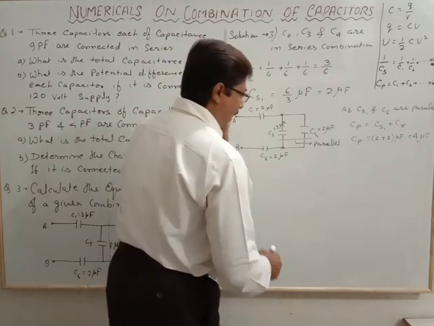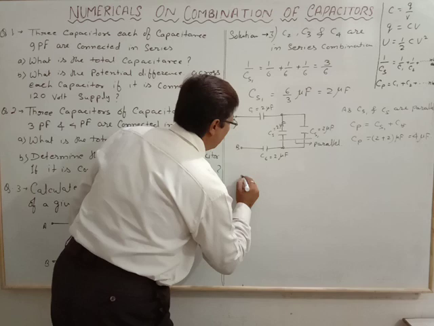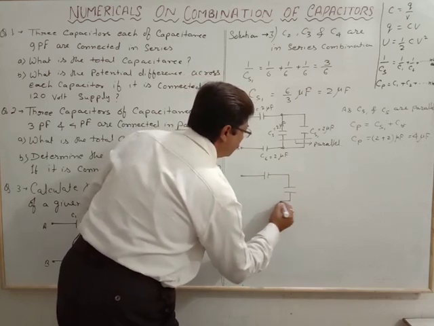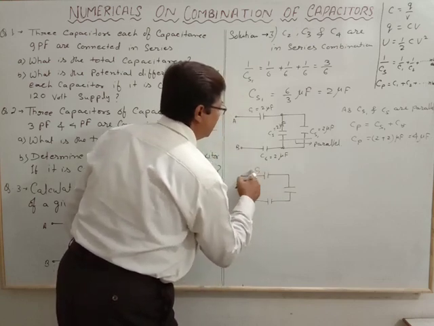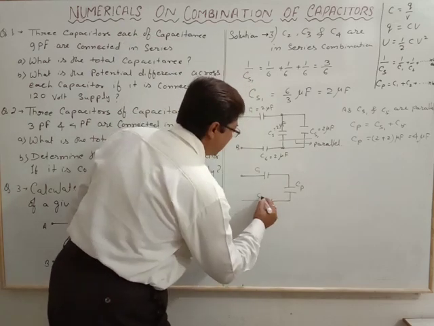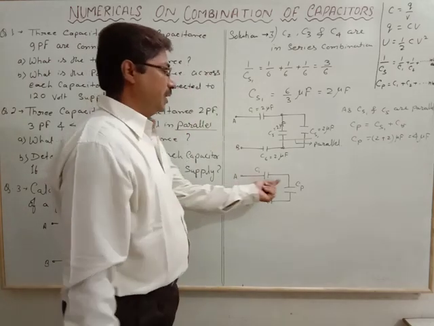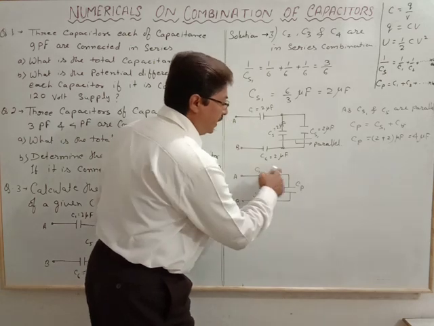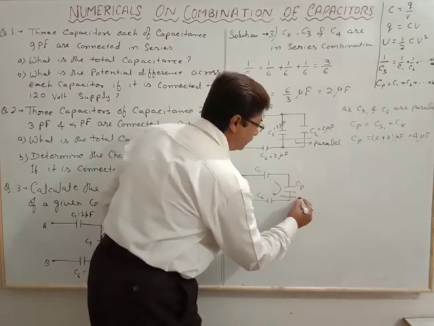Now the circuit appears as 3 capacitors only: 1, 2 and 3. That one earlier is C1, this is CP, and this is C6. The combination looks like this. Here, these 3 are again in continuous connection, so these 3 are in series.